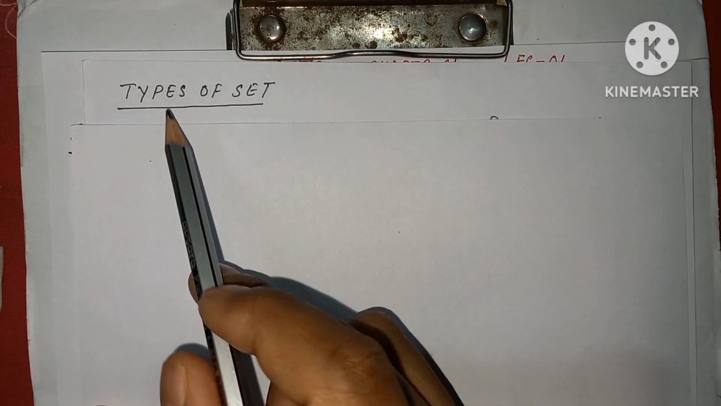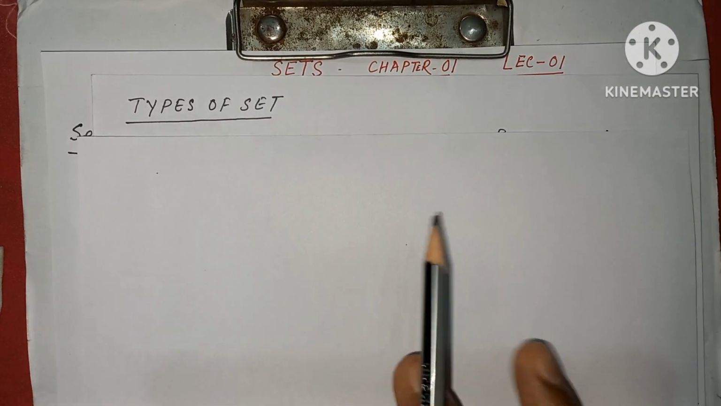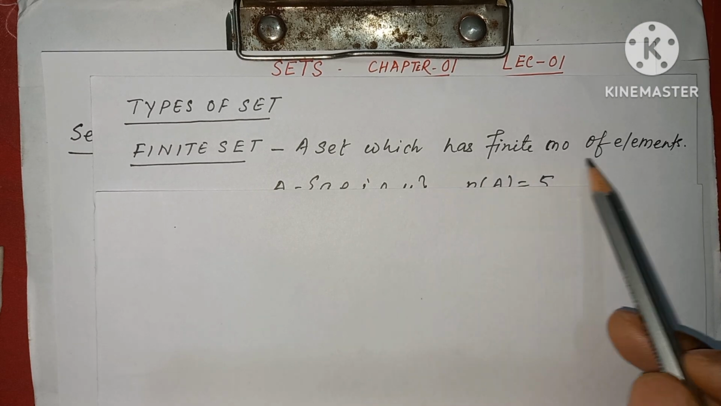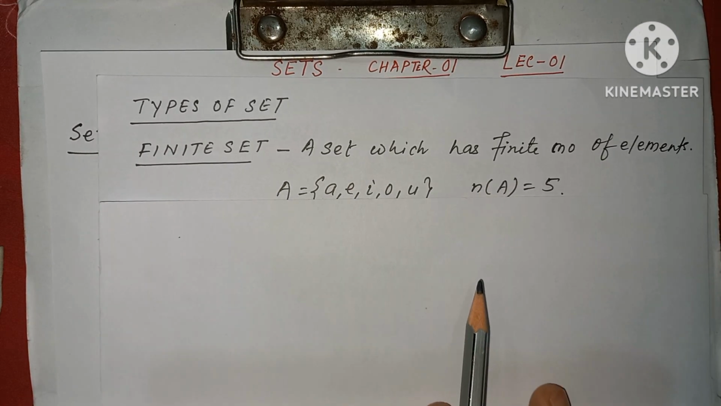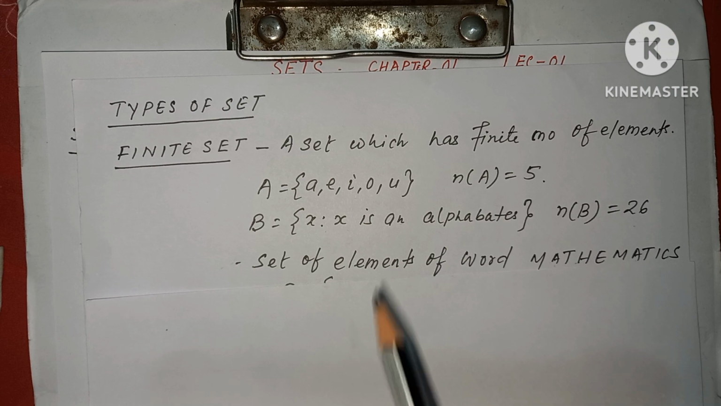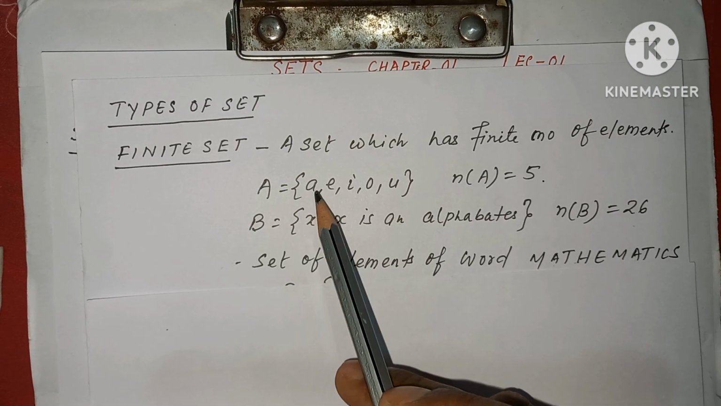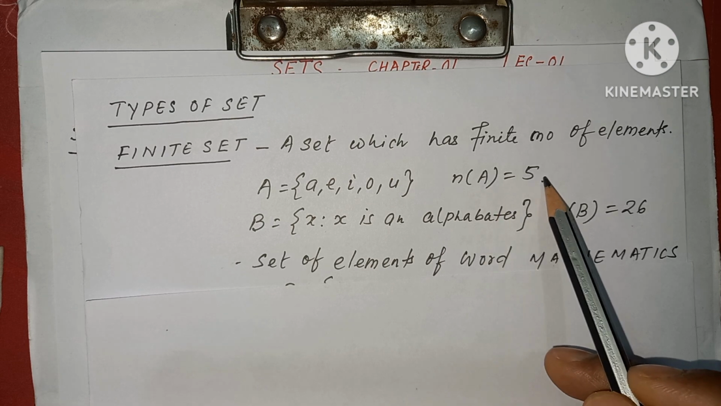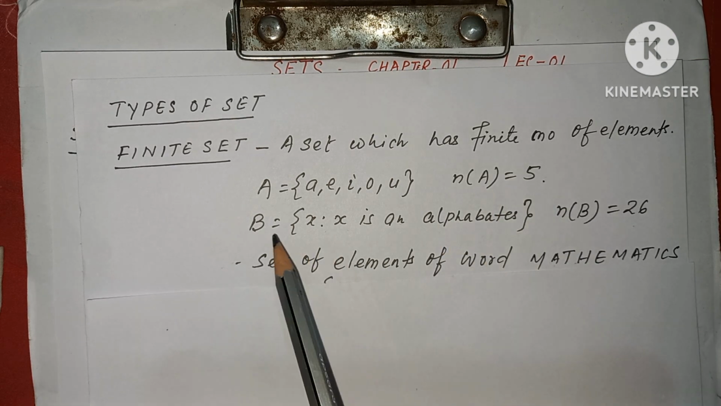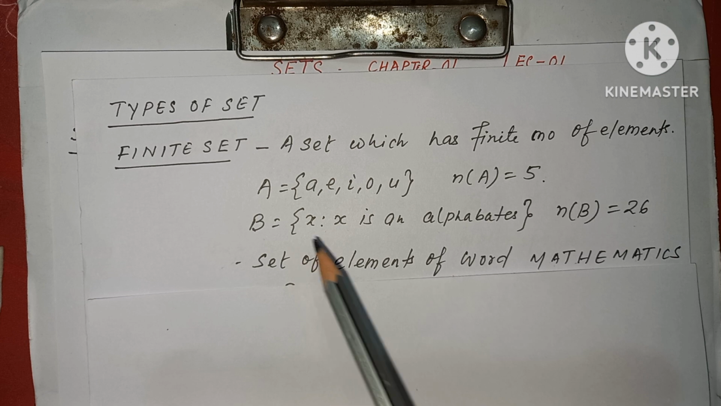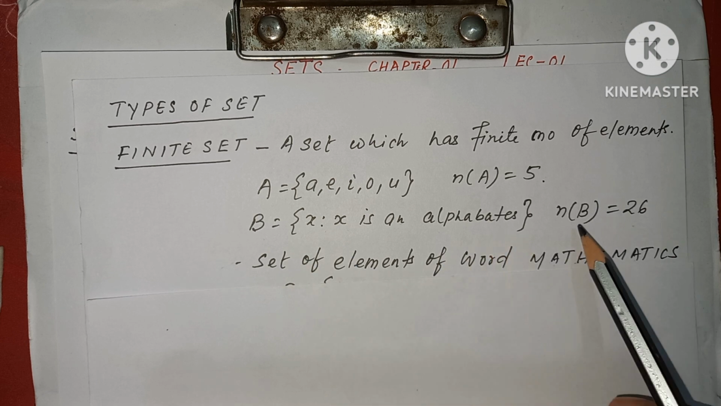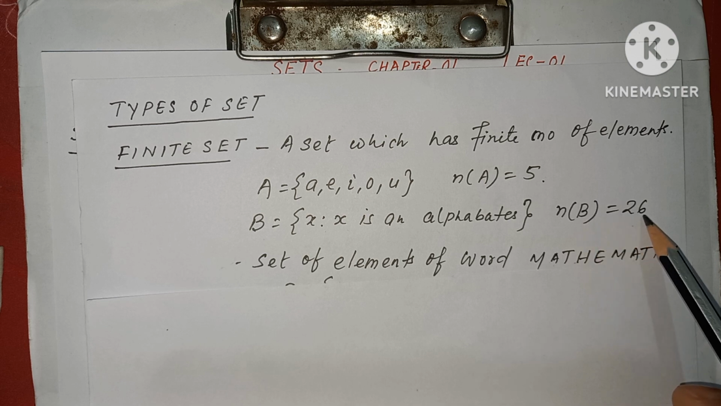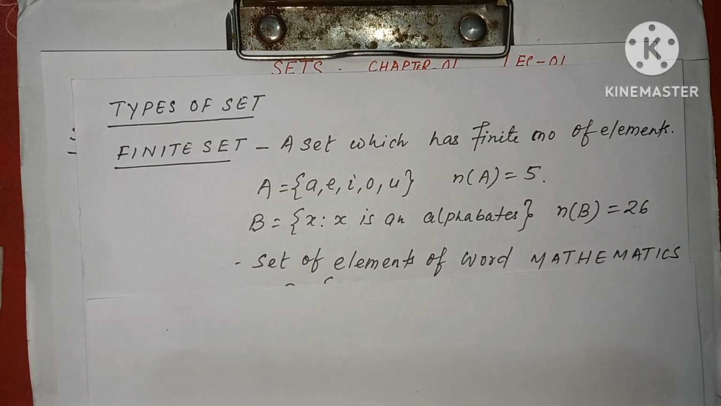Now we see the types of set. Finite set. A set which has finite number of elements is called finite set. Suppose that this is a set {A, E, I, O, U} and it has 5 elements, so it is a finite set. {x such that x is an alphabet} has 26 elements, so it is a finite set.